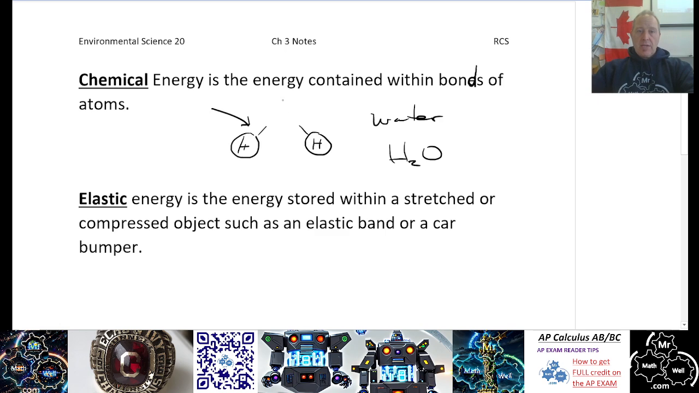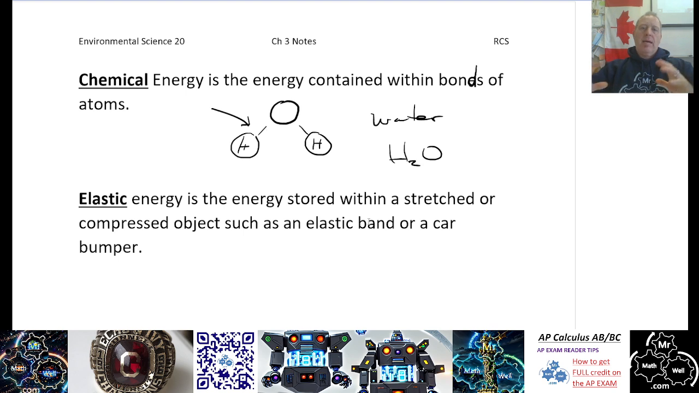Okay, so it takes energy to break those bonds, and you get energy back if bonds are made. So that's cool. All right, elastic energy. It's the energy stored within a stretched or compressed object, such as an elastic band or a car bumper. So elastic band is the easy one. If you stretch it, there's energy there, right?